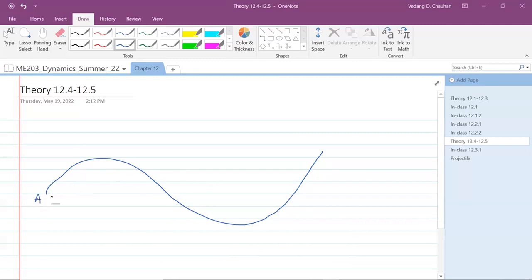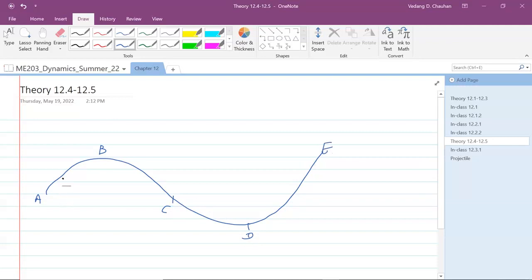Now this particle can be a car going through this curved road, or it can be a boat going through a river. So let's identify some important points along this path. There is point A, point B, point C, point D, and point E.